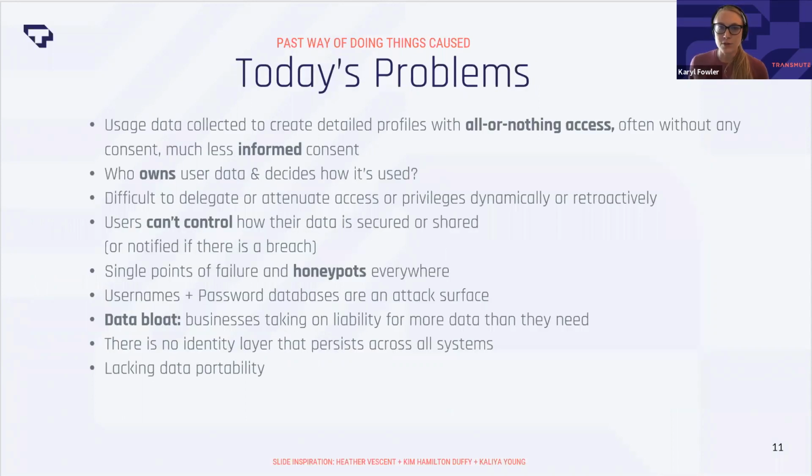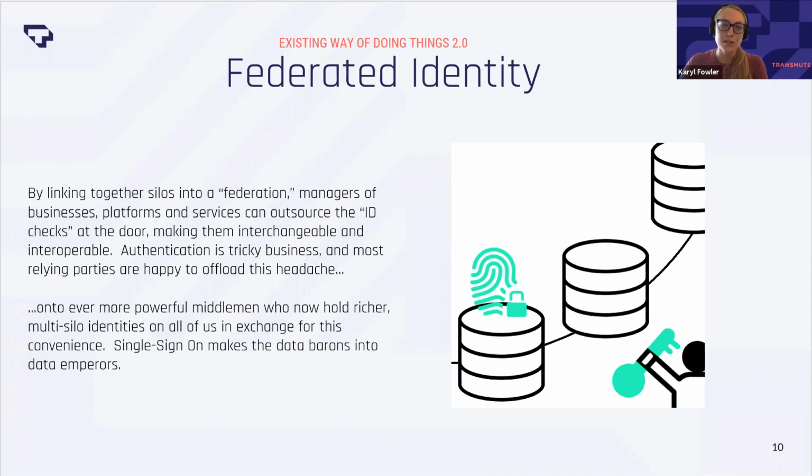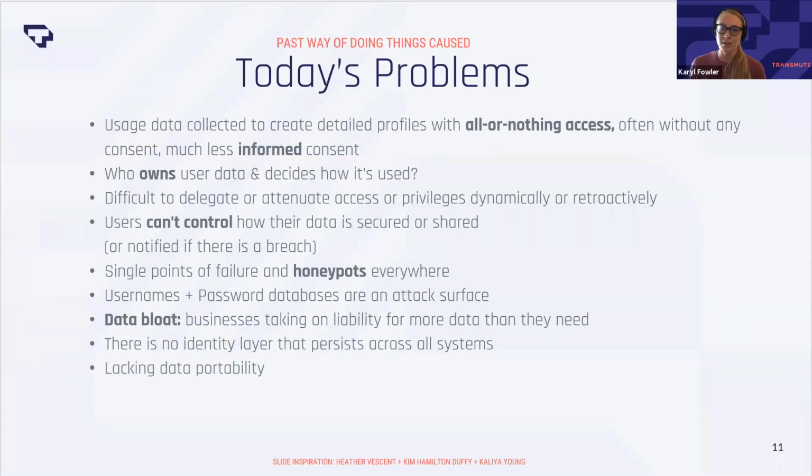So the result is that today the use of centralized and federated identity powered by these centralized providers has us in a situation where we have a lot of problems. First of all, the data that's collected and used by these centralized providers is often used to create detailed profiles of us that they're then able to capitalize on and provide all or nothing access. We've seen a lot of debates around this, particularly in the EU over the last few years with the advent of GDPR and this right to be forgotten, or the right to not just have all or nothing access with some of these providers.